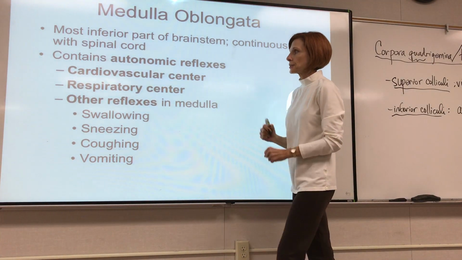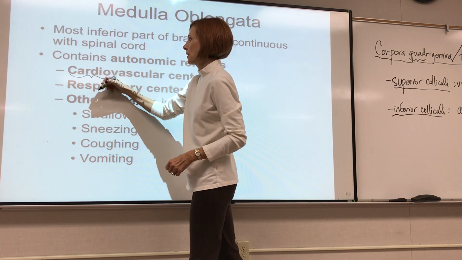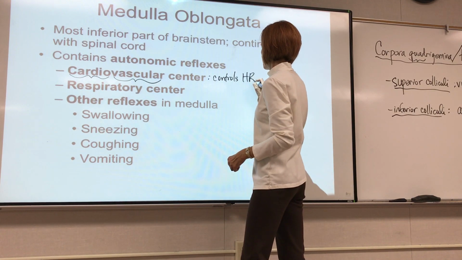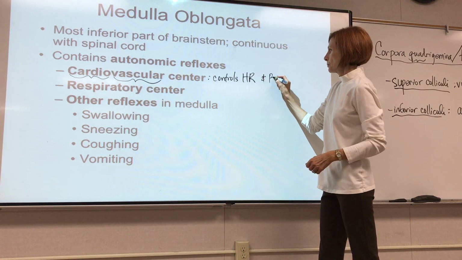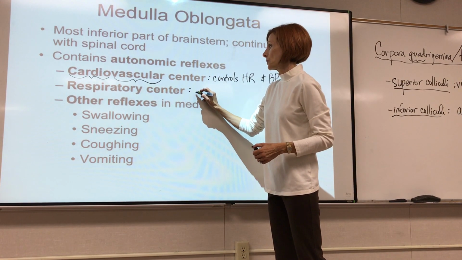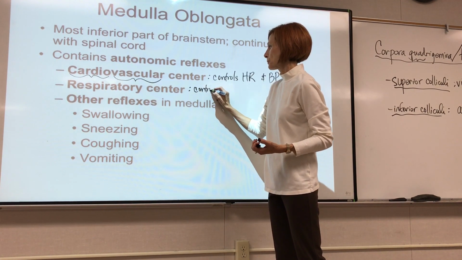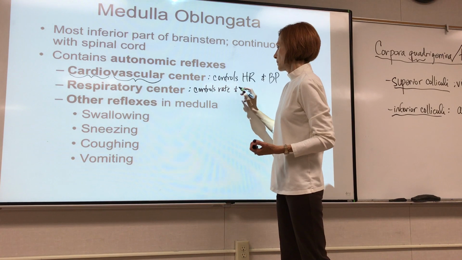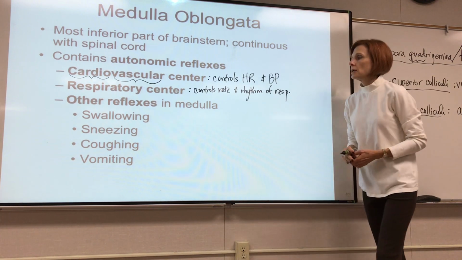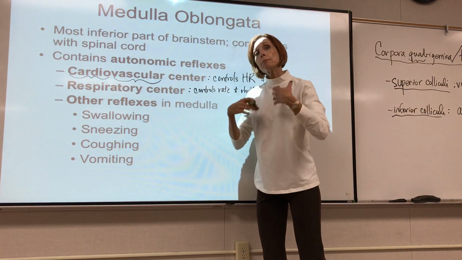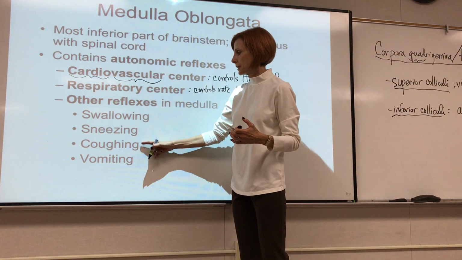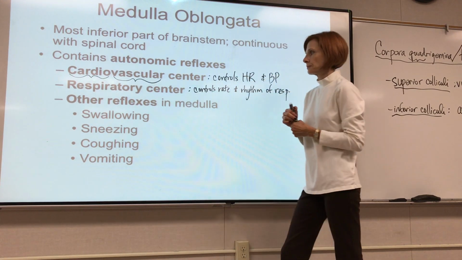So the cardiovascular center, notice it tells you it has something to do with the heart and also blood vessels. So this is going to control heart rate, okay, which is abbreviated HR, and blood pressure, BP. Okay, and then again, the respiratory center controls the rate and rhythm of respiration along with the pons. Okay, and other reflexes would be things that empty body cavities whenever we have an irritation, like sneezing, coughing, vomiting, and also swallowing.